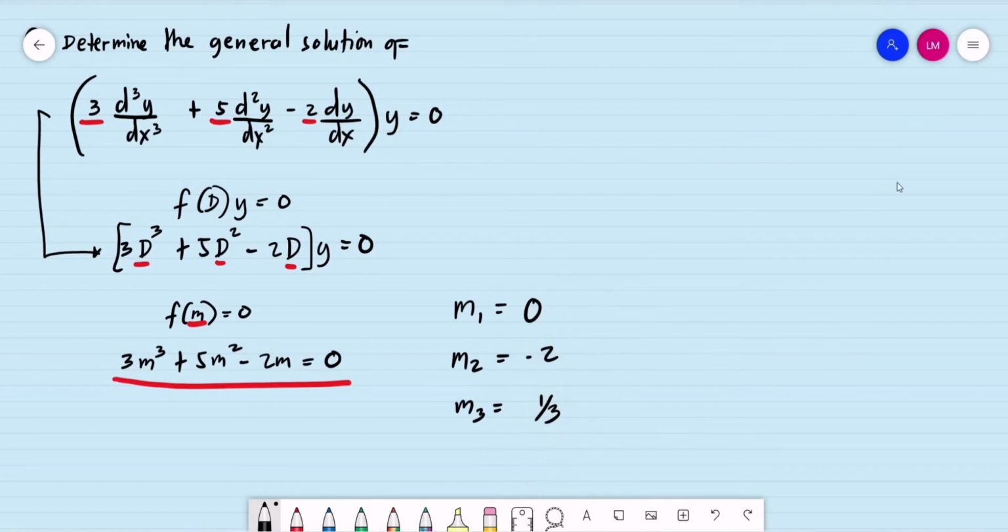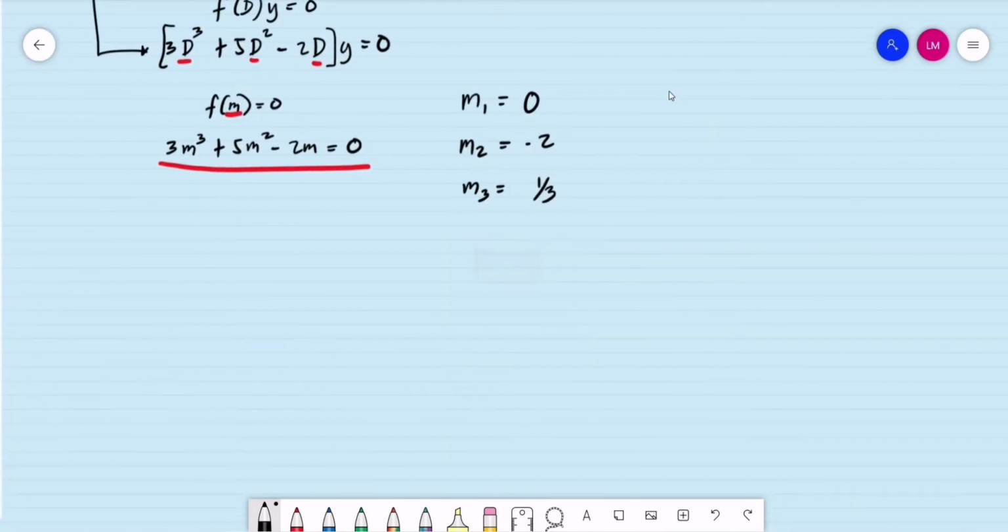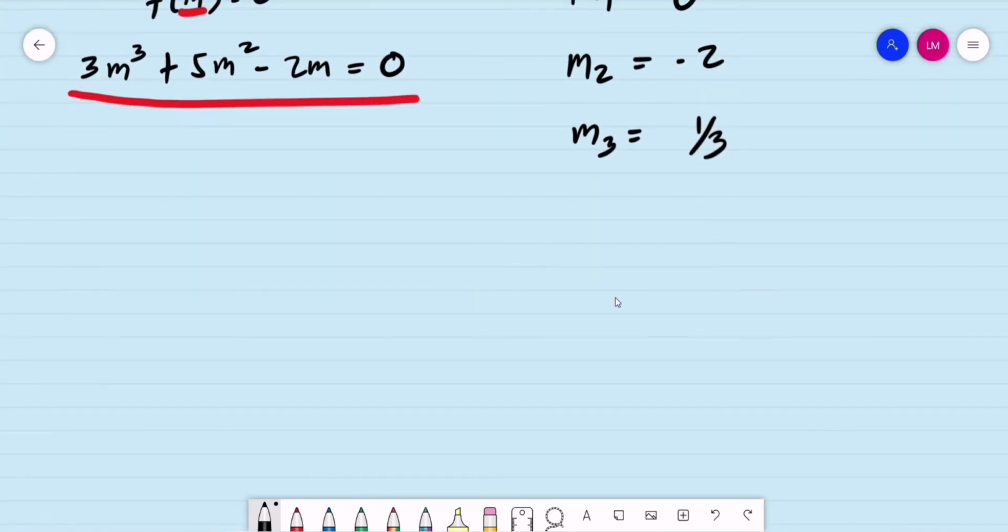So we are now to write our general solution. So again, what is our general solution? We can write the general solution at once.